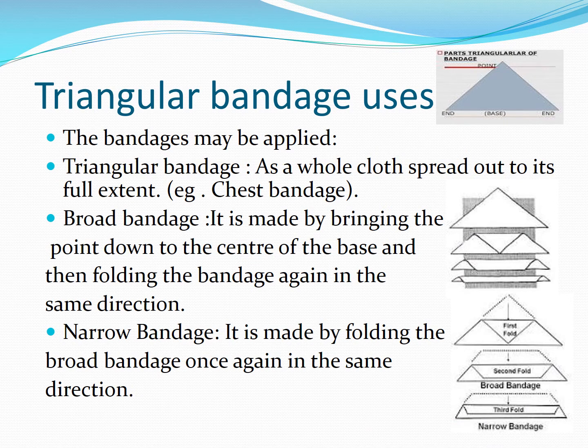Uses of triangular bandage. Triangular bandage as a whole cloth spread out to its full extent. Example, chest bandage. How to make broad bandage? It is made by bringing the point down to the center of the base and then folding the bandage again in the same direction. How to make narrow bandage? It is made by folding the broad bandage once again in the same direction.